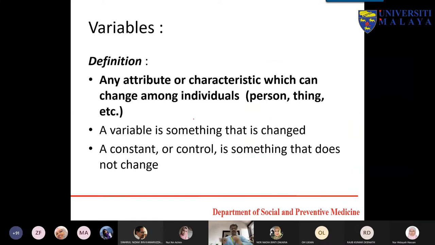Okay, that's all for the intro. Now we move to the next topic, which is the definition of the variable, because in statistical analysis we always deal with different types of variables. But what is a variable? A variable is anything that can change. If something changes among the individuals in your population, we call it a variable.